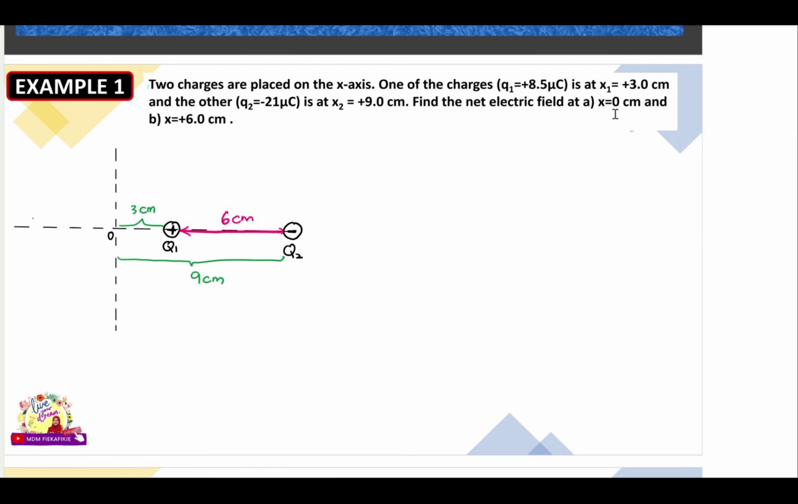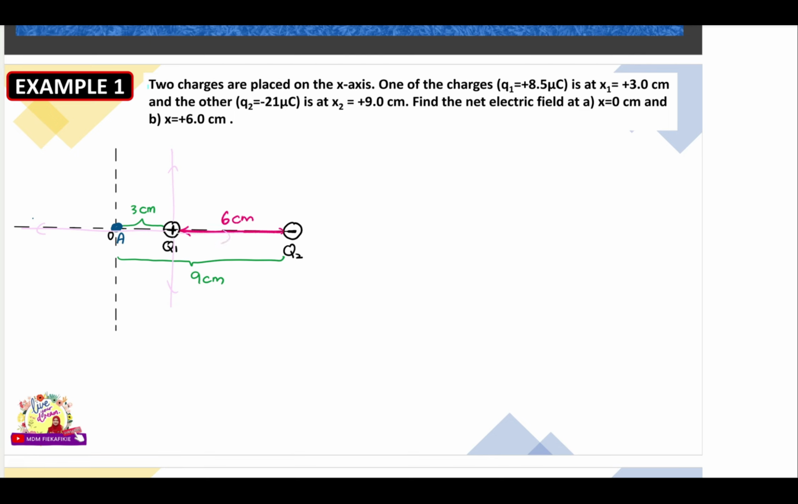Kat mana kita nak cari? At 0 cm. So kita lukislah point kita kat sini. Kita namakan dia sebagai point A contohnya. Point A. So Q1 is the positive charge. So, kalau kita nak lukis dia punya medan elektrik ataupun electric field dia, for positive, the direction of the electric field should be outward from the charge. Kan? So, dia akan jadi macam inilah. Okay, keluar.